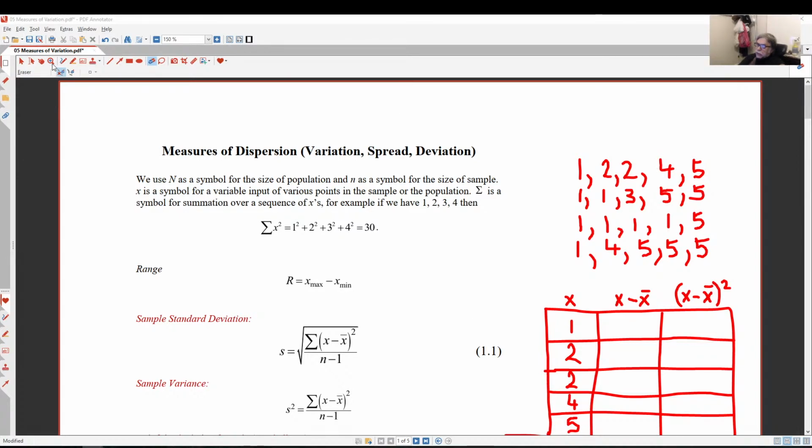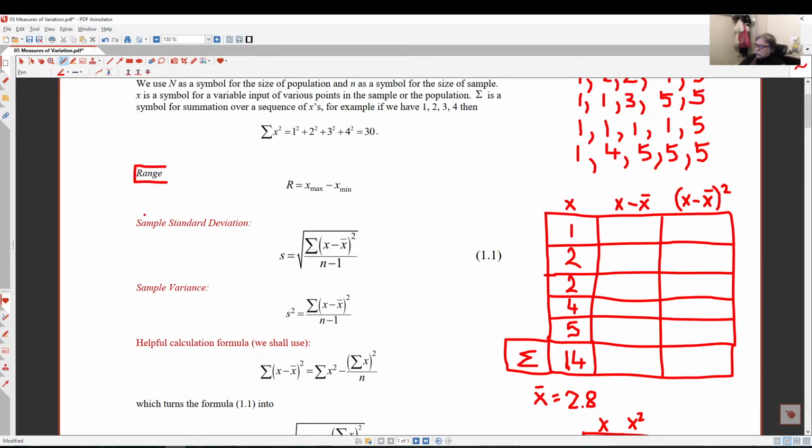The simplest measure that we use for a measure of dispersion is called range. Now range is simply the difference between the smallest and the biggest. So in all 4 samples here, the biggest is 5, the smallest is 1. It will be a range of 4 for all of them. So this is not a very informative measure. It's a measure we use, but it's only going to distinguish between the minimum and maximum, and it's not going to tell you anything about what is in between.